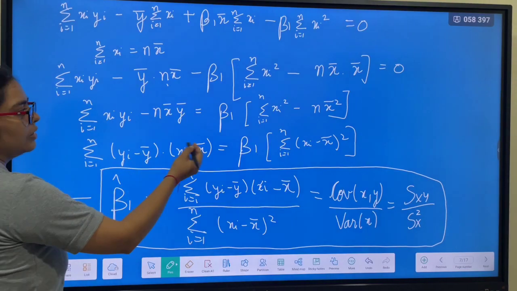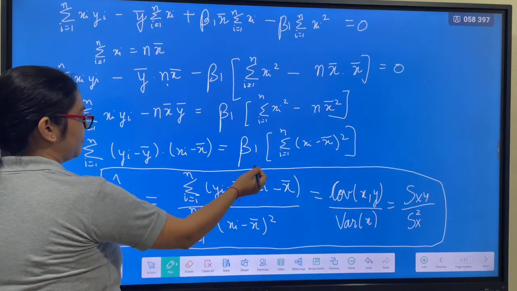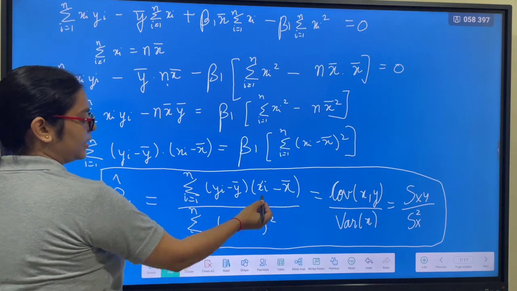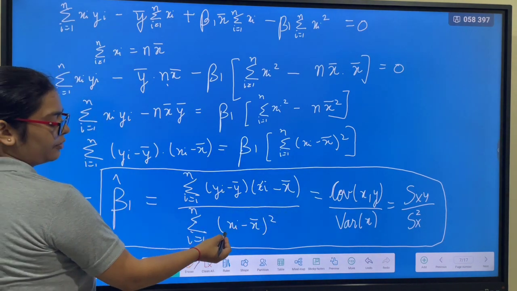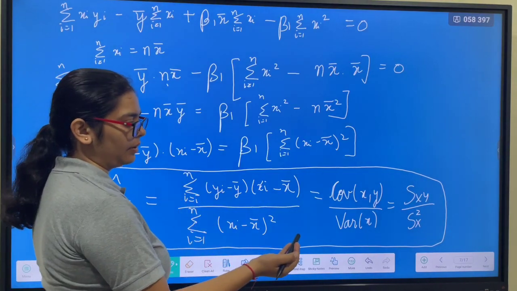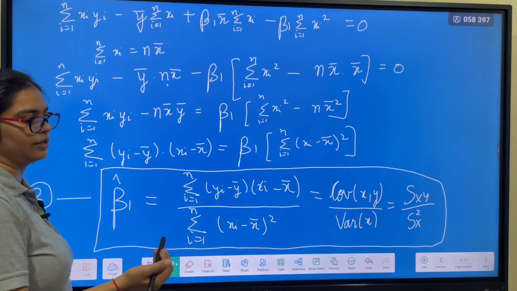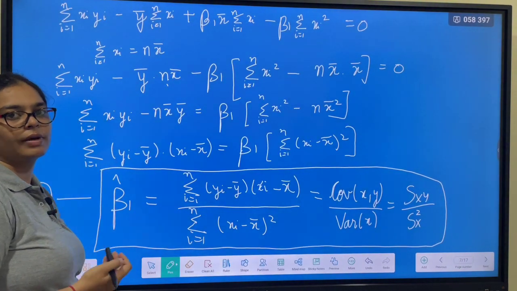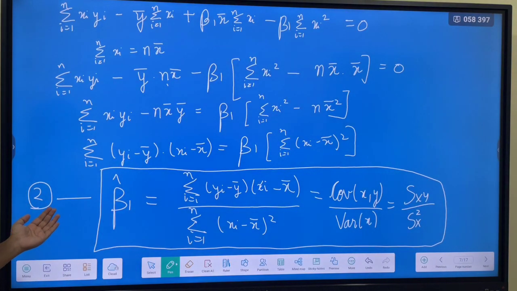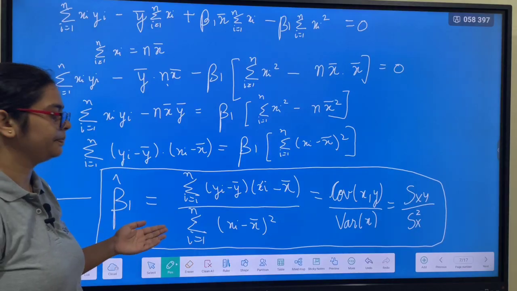So after calculating this, we will get beta 1 cap as summation i goes from 1 to n, yi minus y bar into xi minus x bar, upon summation i goes from 1 to n, xi minus x bar whole square, which is nothing but covariance of x comma y upon variance of x, which can also be written as Sxy upon Sxx, which becomes our equation 2 or the estimator of beta 1.